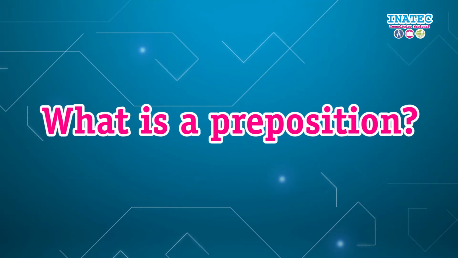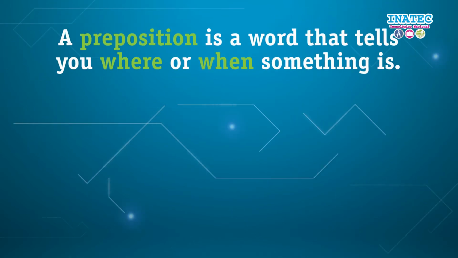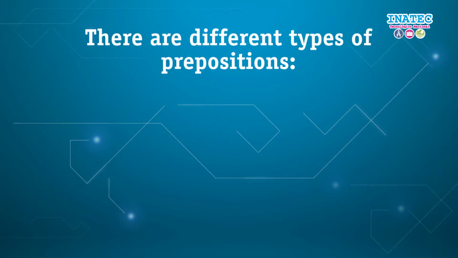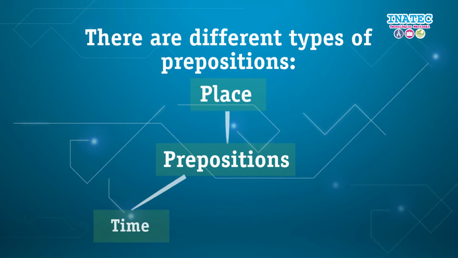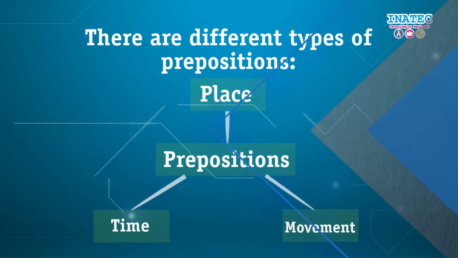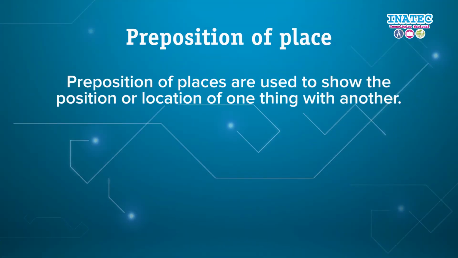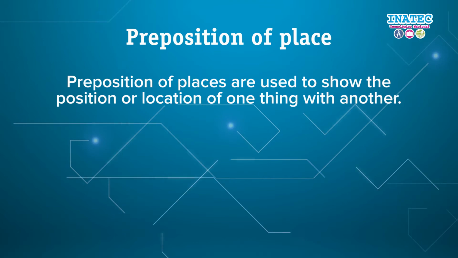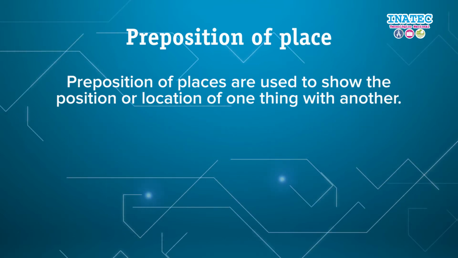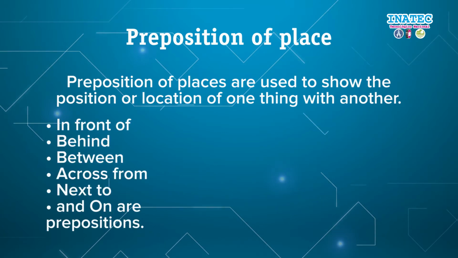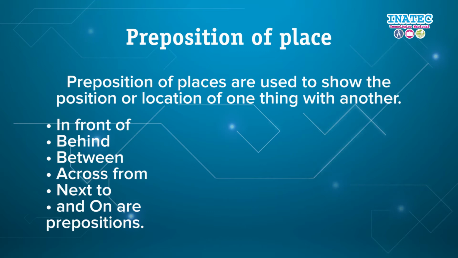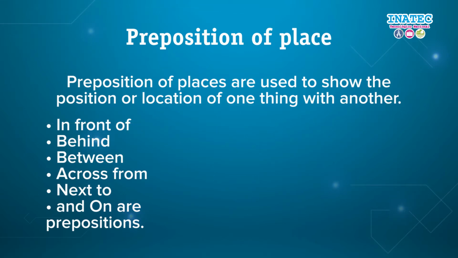What is a preposition? A preposition is a word that tells you where or when something is. There are different types of prepositions: place, time, and movement. Prepositions of place. Prepositions of place are used to show the position or location of one thing with another. In front of, behind, between, across from, next to, and on are prepositions.